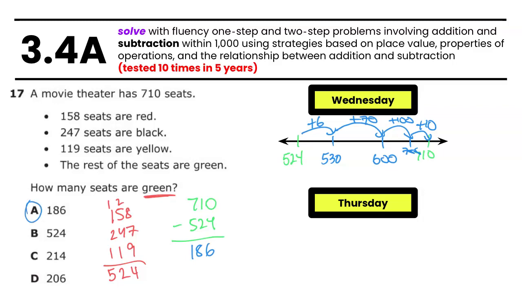Now on Thursday, we're going to teach the strategy of subtracting using constant differences. And so 710 minus 524. I immediately see that 0 minus 4 can't be done. And so one thing that we can try is subtracting the same number from both of these numbers so that I'm not subtracting across zeros.